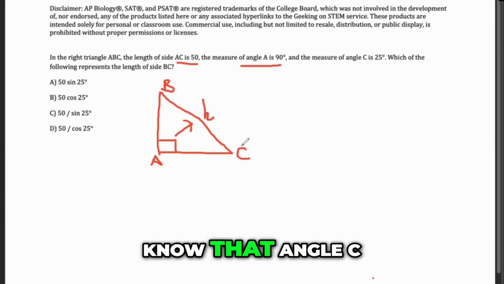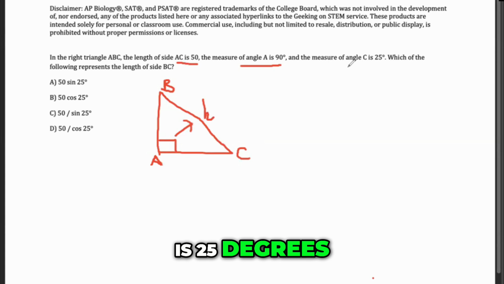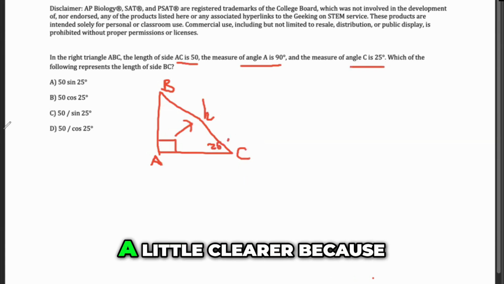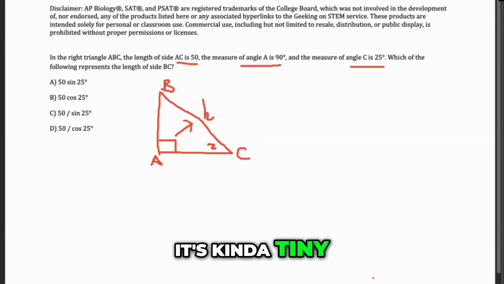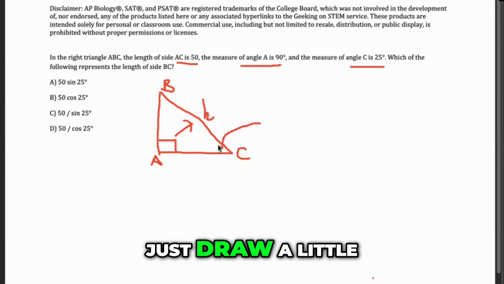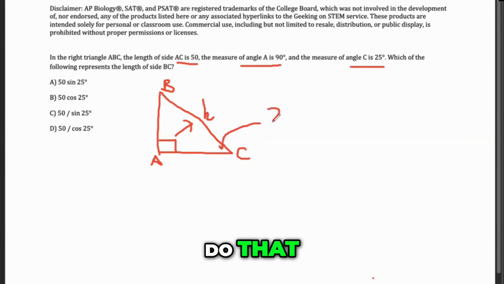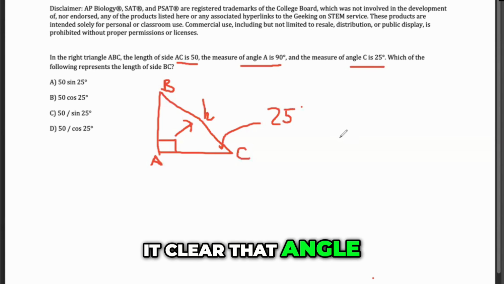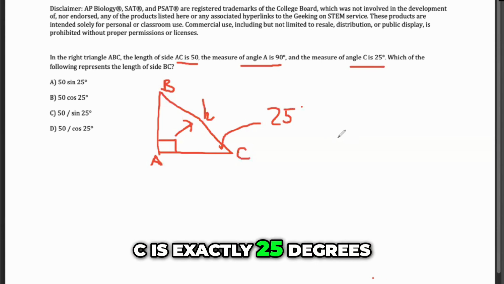They also let you know that angle C is 25 degrees. They let you know right here. So I'm going to go ahead and put a little 25 here and put my little angle sign. I'm going to make it a little clearer because it's kind of tiny, so I'm just going to draw a little arrow here. You don't have to do that, but for the purposes of this video, I just want to make it clear that angle C is exactly 25 degrees.